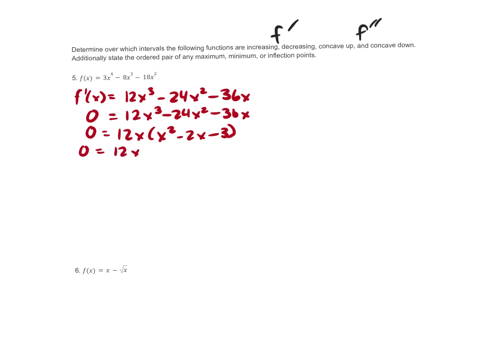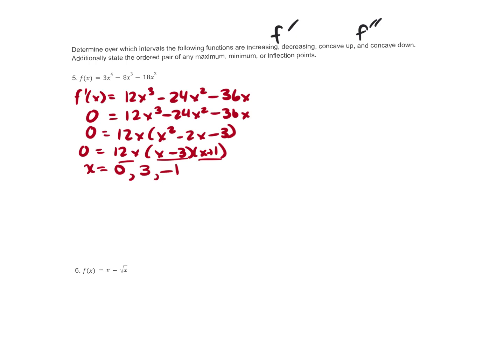And then that is going to factor as x minus 3, x plus 1. So these are my three factors. So my three critical values are 0, because 12 times 0 is 0; 3, because 3 minus 3 is 0; and then negative 1, because negative 1 plus 1 is 0.